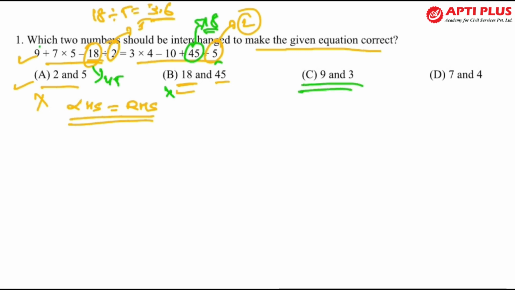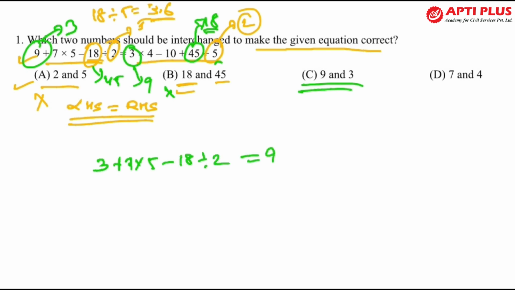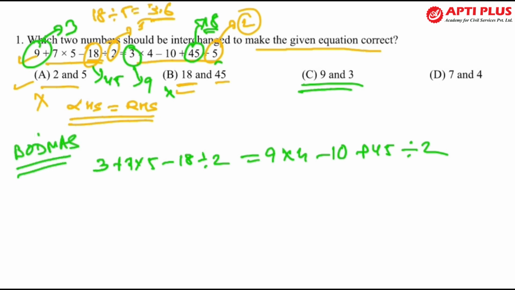And option C, okay, in option C you have to replace 9 with 3, and 3 with 9. Okay, now you write the equation. What will it be? 3 + 7 × 5 minus 18 divided by 2 equal to 9 × 4 minus 10 plus 45 divided by 2, right? Here you use the BODMAS rule. I hope everyone knows about the BODMAS rule.